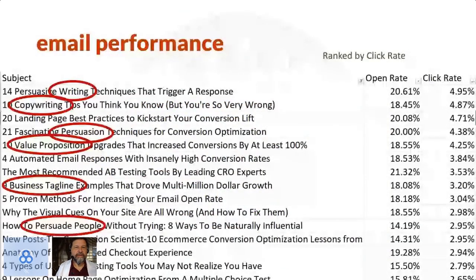We did this with our emails as well. I took 6 months of emails and ranked them based on their click-through rate, which tells me what people are interested in. And look at this: writing, copywriting, persuasion, value proposition. Our audience is interested in the words that help people convert. And we didn't have any offering in that.